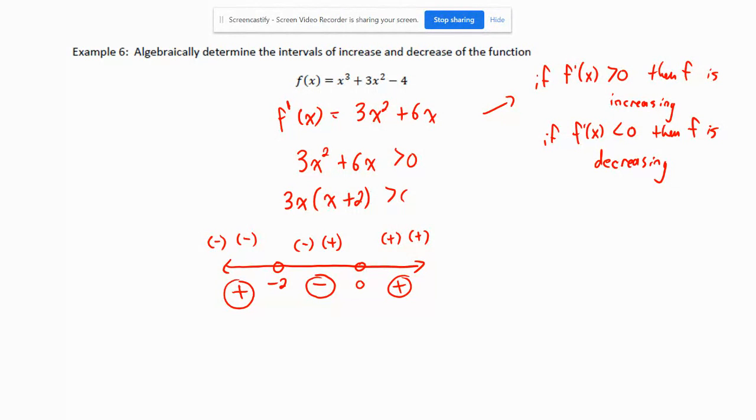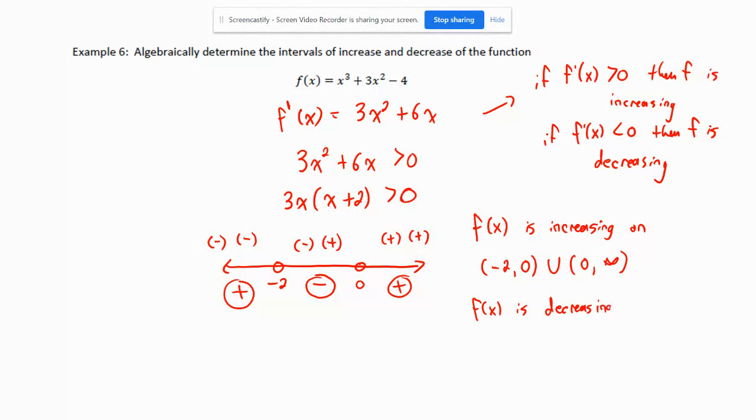Okay? All right. So what this number line analysis tells us is that in this interval here and this interval here, our derivative is positive, which means the function is going to be increasing. So I'm going to say f of x is increasing on negative 2 to 0, union with 0 to infinity. f of x is decreasing on negative 2 to 0.